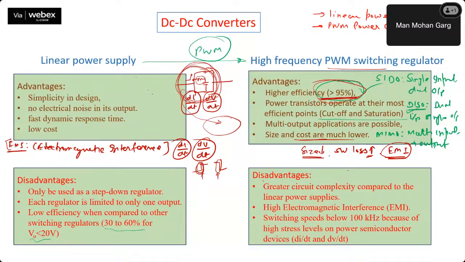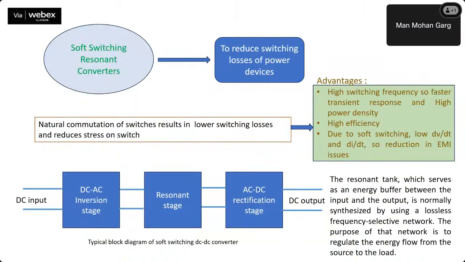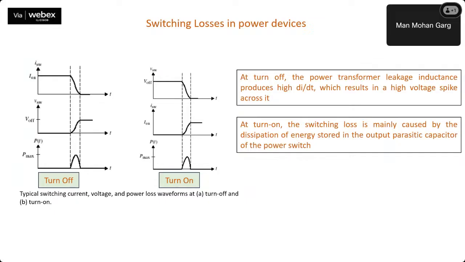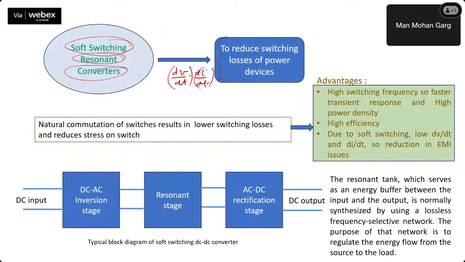So in order to resolve these disadvantages, we go for other topologies. We have discussed all these disadvantages. Those topologies are called soft switching resonant converters. What is the purpose? The purpose is to reduce the switching losses, and basically to reduce this di by dt, dv by dt. If it can be reduced anyhow, then we will be able to operate these converters at higher frequency.